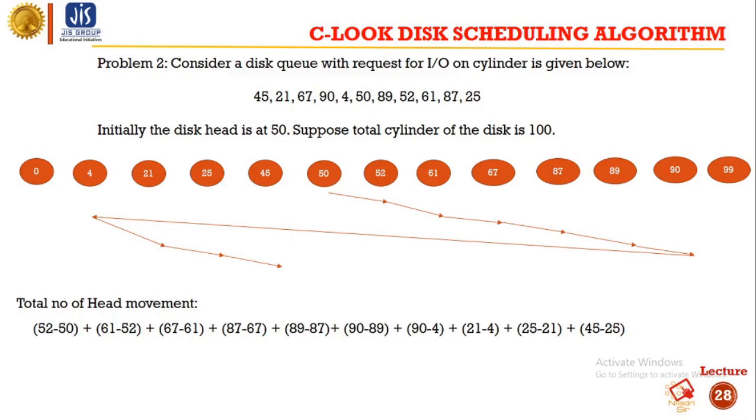From 89 we will move to 90, so the head movement is 90 minus 89. And from 90 we will move to 4, so the total head movement is 90 minus 4. From 4 we will move to 21, so the total head movement is 21 minus 4. And from 21 we will move to 25, so the total head movement is 25 minus 21. And from 25 we will move to 45.